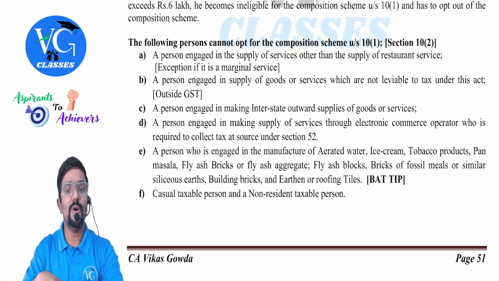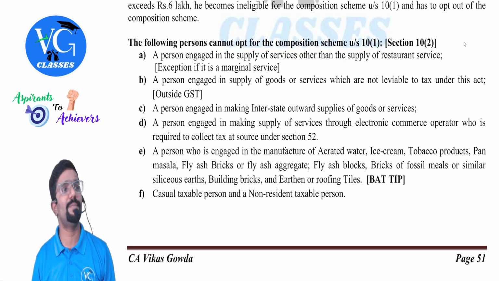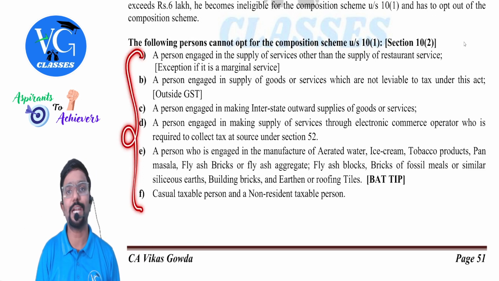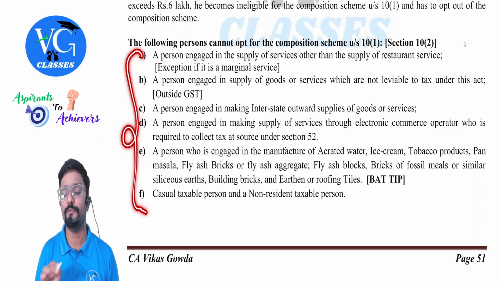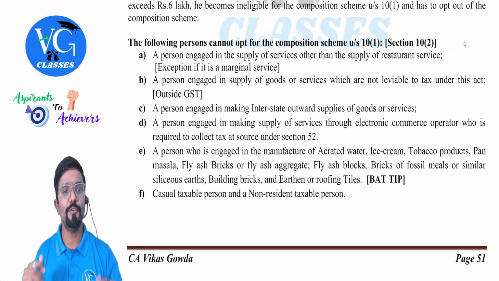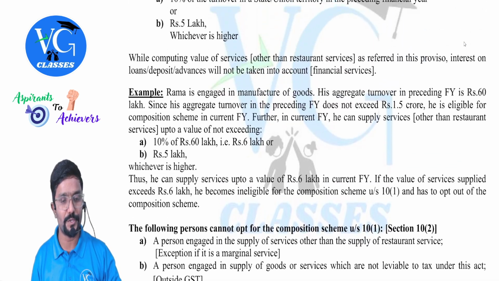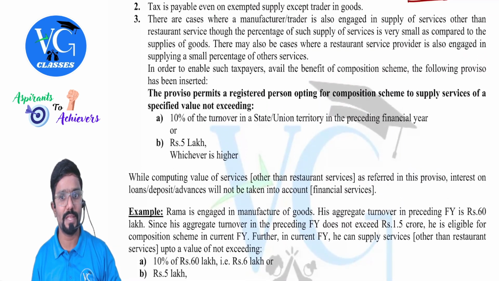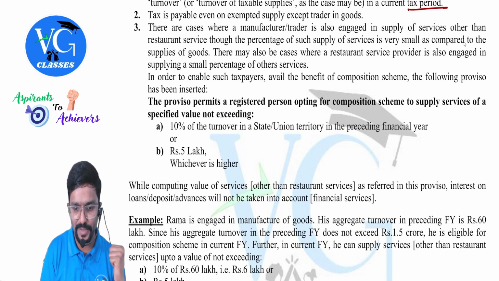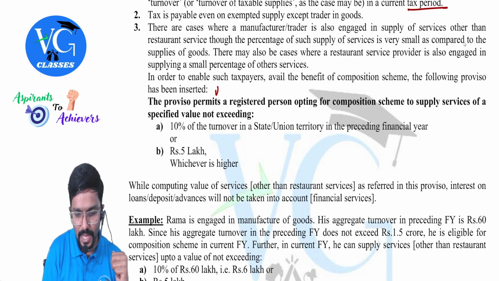Now we will see who are the persons who are not eligible for composition scheme. Guys, the following people are not eligible for composition scheme. Where is it given? Under section 10(2). But before that, you guys just write for this proviso. You should not get confused. For this third note, you can just mention, I guess, where you have a space here. Okay. RTM plus marginal service.